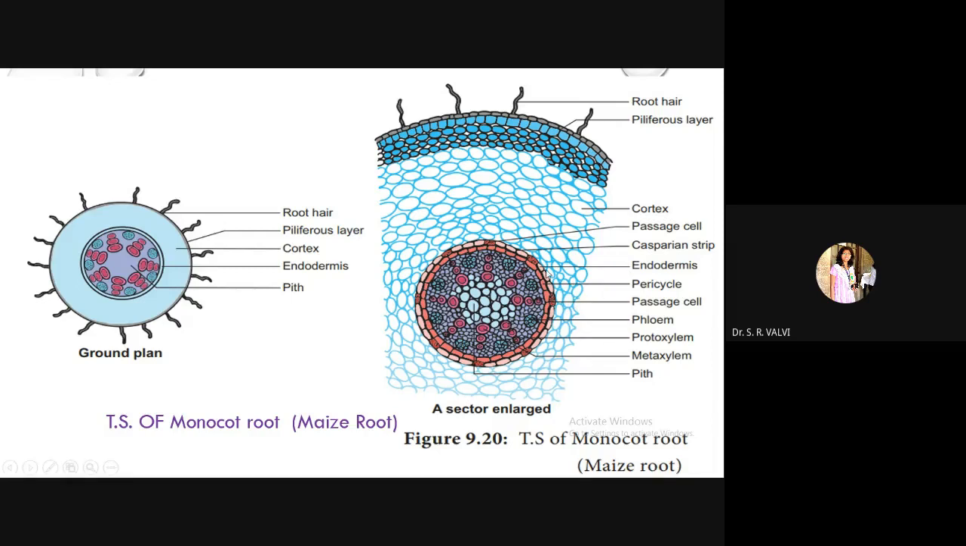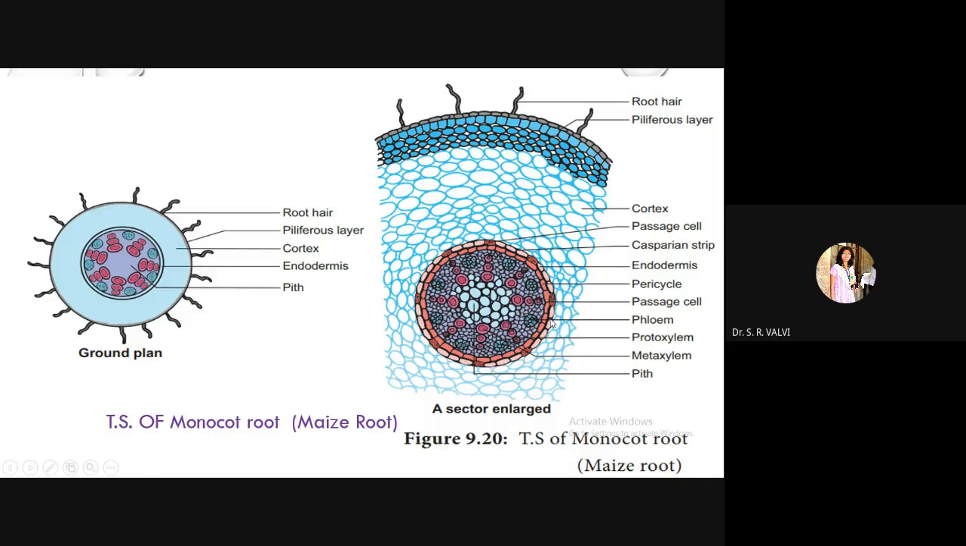I will start my explanation right from the outermost layer, or the first layer, of the stele. This first layer of the stele is named endodermis, which is a single layered cell. Within this endodermis, Casparian strips are present. See here, Casparian strips. These Casparian strips are thickenings made up of suberin. These are the thickenings which are present within the endodermis.